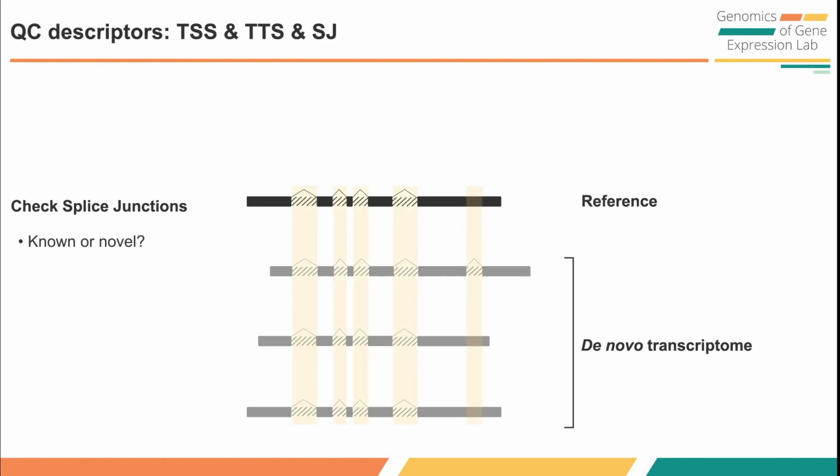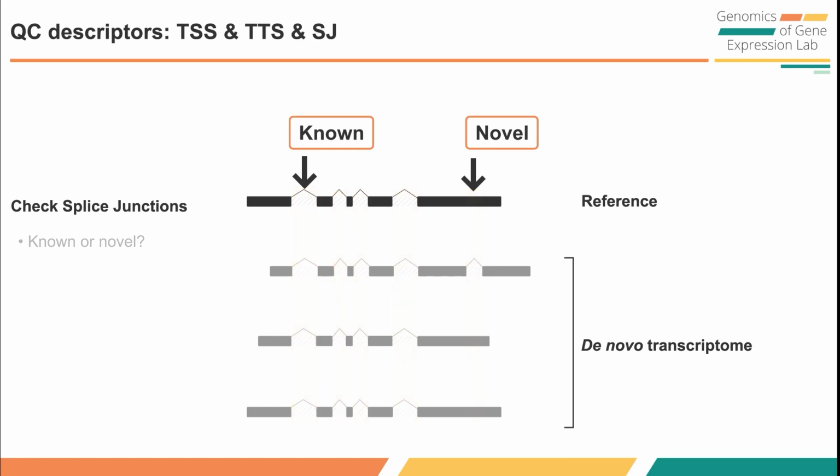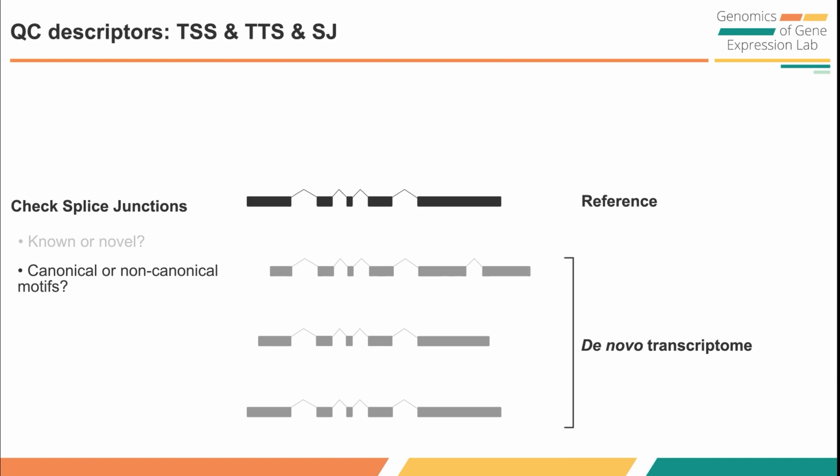SQANTI3 quality control first checks whether the splice junction is known or novel. Then, SQANTI3 checks whether the splice site is canonical or non-canonical. The canonical splice sites are those described initially and most commonly found in up to 99% of introns, and have GT at the donor site, just after the 5' end of the cut, and AG at the acceptor site, just before the 3' end of the cut.